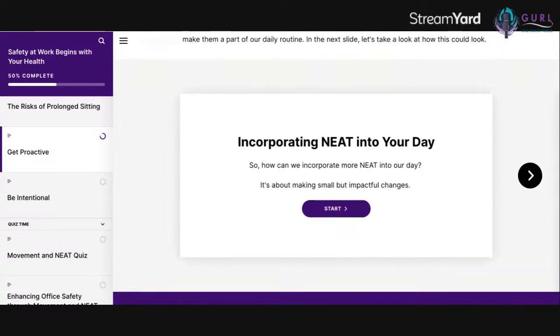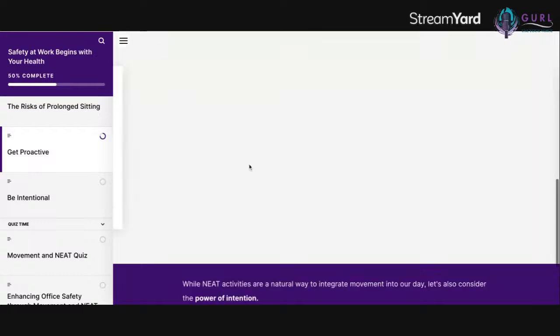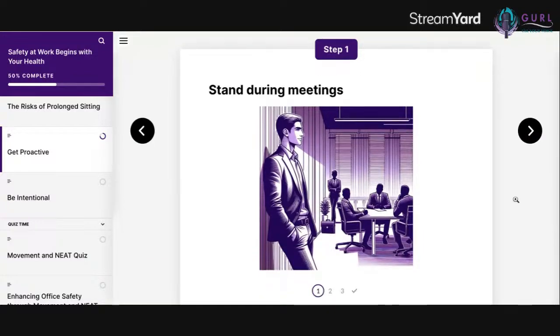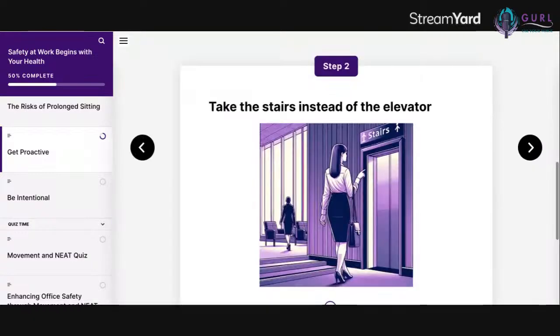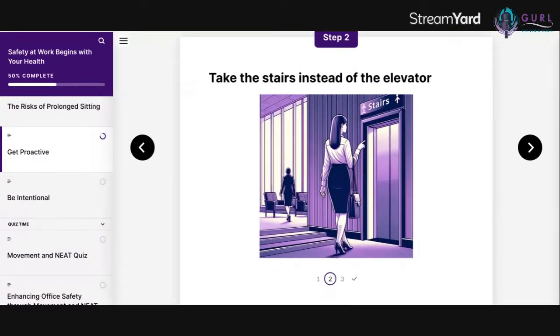All right, so this right here is a process card, and these are pretty cool. This is a short one as well. So, incorporating NEAT into your day. How can we incorporate more NEAT into our day? It's about making small but impactful changes. Let's get started here. So, step one, stand up during meetings. Now, you can have more information, that's cool, but I think some of these are explanatory, so we're just going to put that. Another thing that you could do is to take the stairs instead of the elevator.